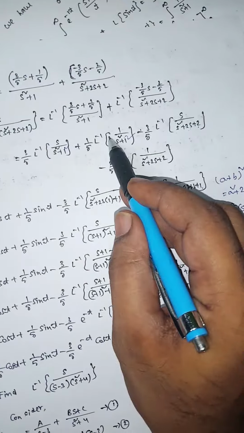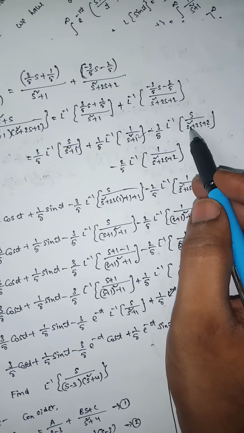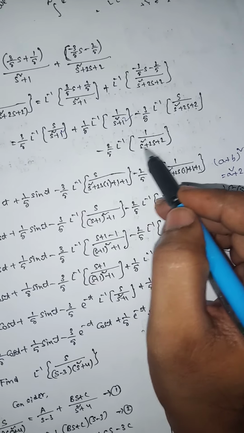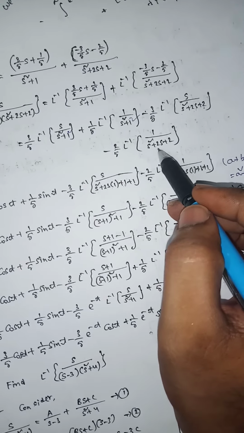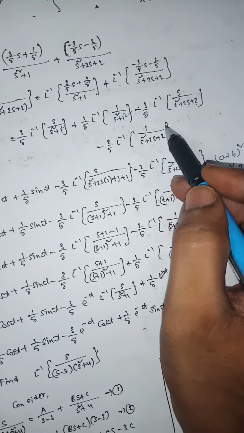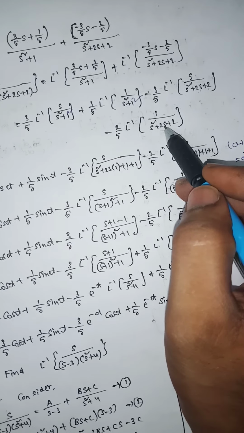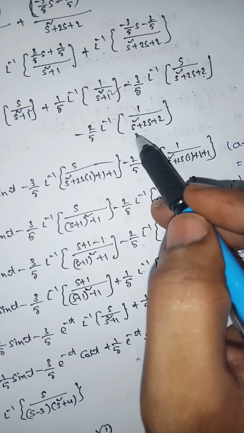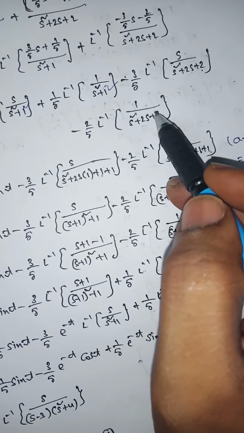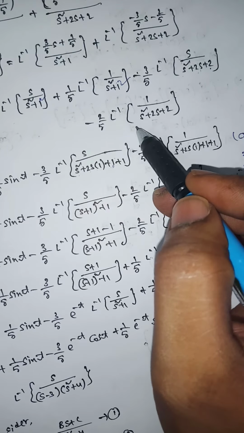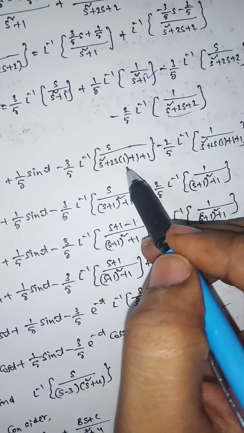These two are enough. These two are direct formulas we have, and these two are about converting the denominator. If you are able to convert the denominator into factors, then by taking the help of partial fractions you can find this. But here we are unable to convert this s square plus 2s plus 2 into partial fractions. That's why I have converted this term into this term.